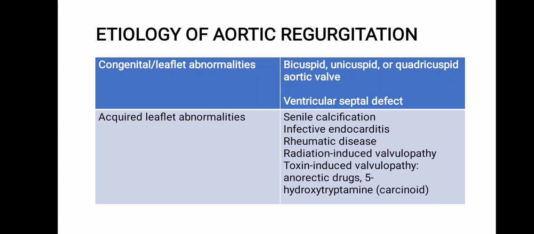Then we come to the etiology of aortic regurgitation. Congenital leaflet abnormalities are bicuspid, unicuspid or quadricuspid aortic valve. Next one is ventricular septal defect. Acquired leaflet abnormalities: senile calcification, infective endocarditis, rheumatic disease, radiation-induced valvulopathy, toxin-induced valvulopathy, anorectic drugs, 5-hydroxytryptamine, carcinoid.